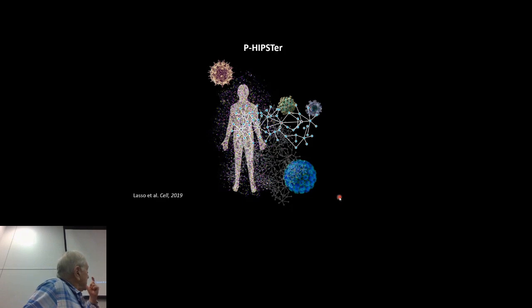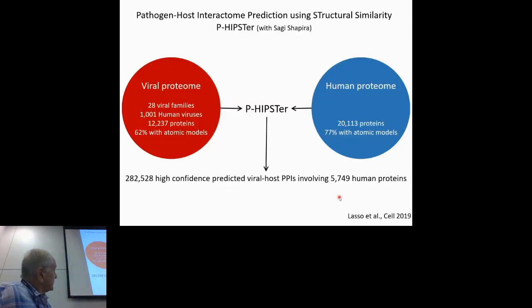And what we do is we simply use the PrePPI pipeline, but now looking at virus-human interactions. We looked at all human infecting viruses, and at the time there were 1,000 in the database we looked at, 12,000 proteins. We tried to build homology models. Even today, it's hard getting AlphaFold homology models for virus proteins, but I think that field's getting better. But anyway, we built our own.